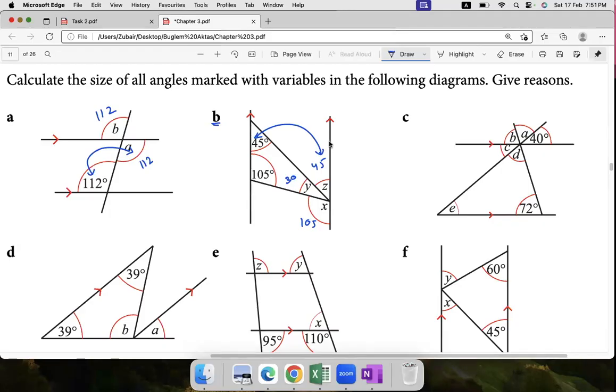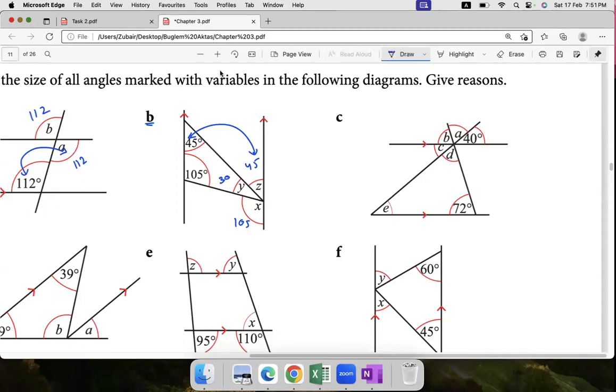Then you just slide it. These two angles are equal. These are corresponding. And when we talk about this z, that is alternate. And they're also on parallel lines. Okay. Yes.